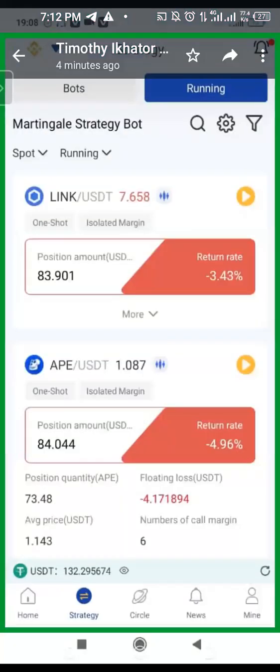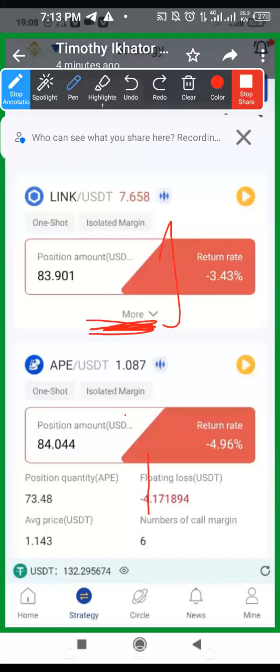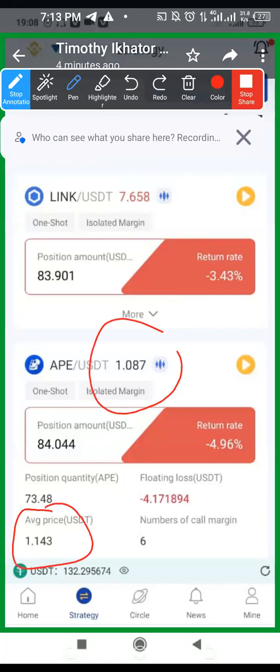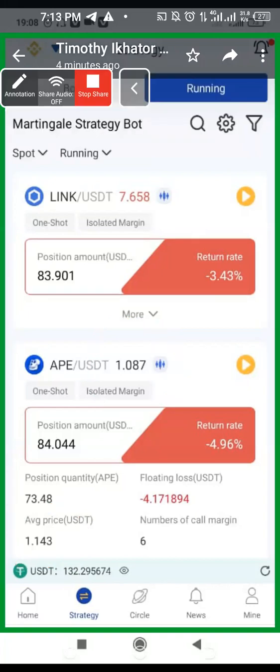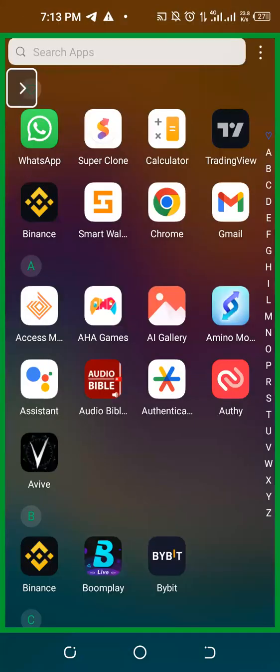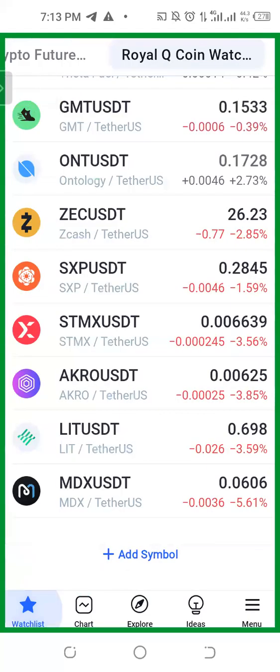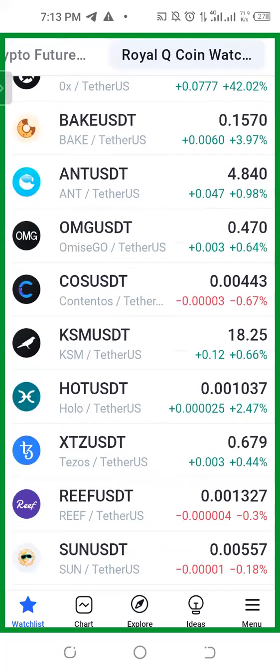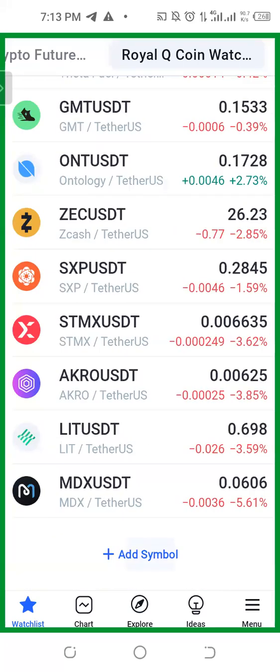I think I've already explained what happened to you, sir. Anyway, you still have some balance. You entered LINK. You entered APE. You entered APE at 1.143, and this is the current price. So let me go and check. You entered when it was 1.143. I think I've already done the analysis for you. APE. I don't think I have APE.